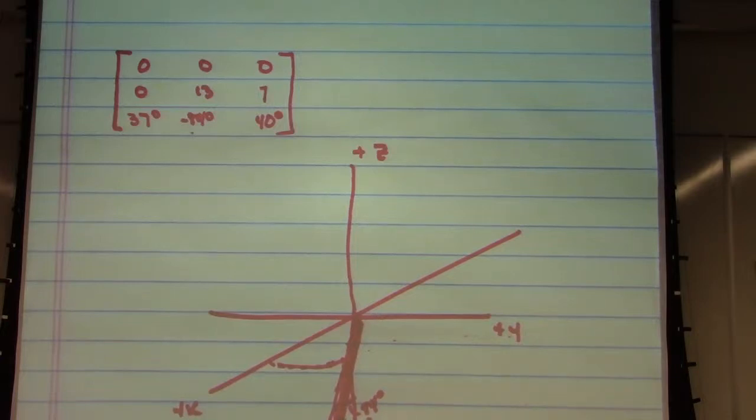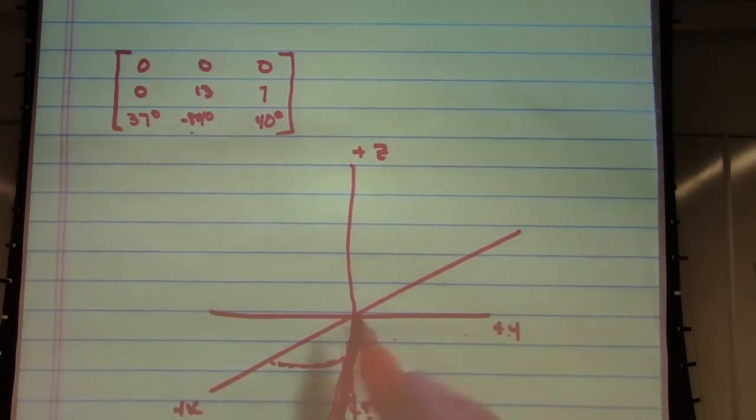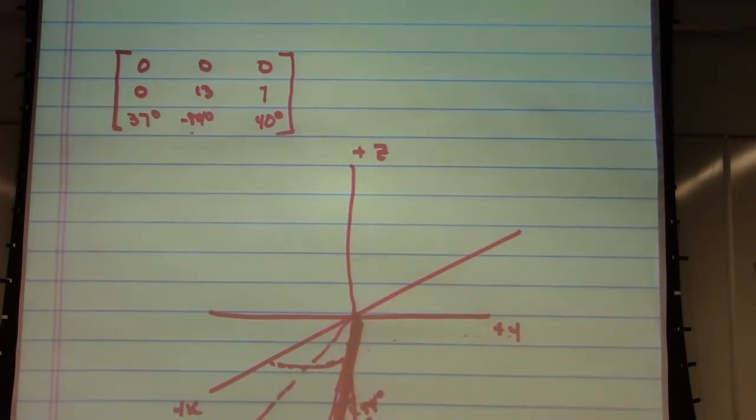That back up, 40 degrees, with a magnitude of 7, so that our final manipulator configuration looks something like this. And this is surprisingly poorly drawn.